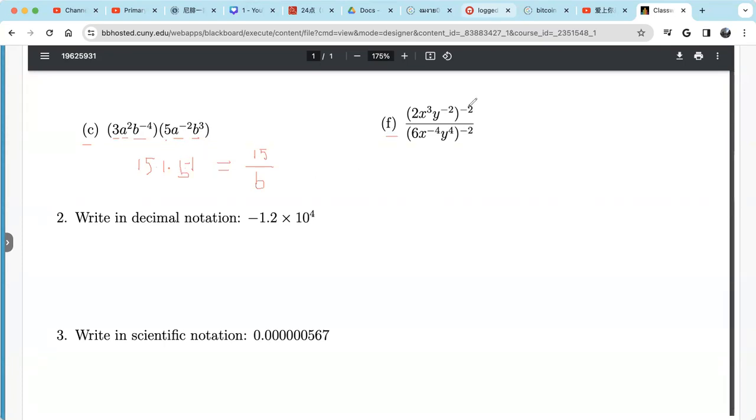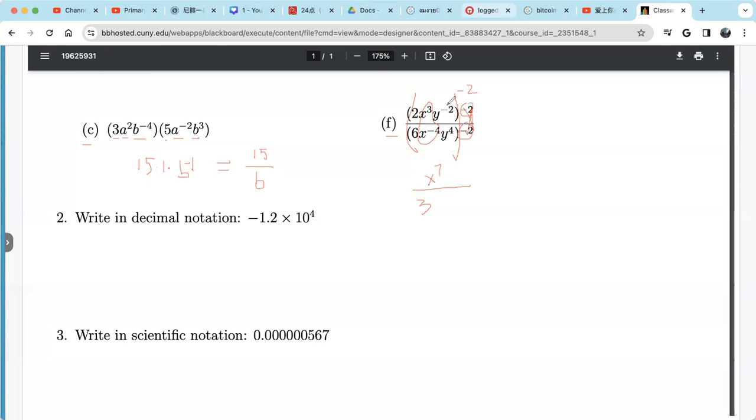Now let's see f. The numerator is raised by negative 2. The denominator is raised by negative 2. You know, we can write it once. We can put it inside together, then all raised by negative 2. Because by doing so, we can simplify the inside. 2 divided by 6, so we get a 1/3. Right, so 3 in the denominator. Then x raised by 3, x raised by negative 4 in the denominator, flip to numerator. So we have x raised by 3 times x raised by positive 4. 3 plus 4 is 7, so x raised by 7.